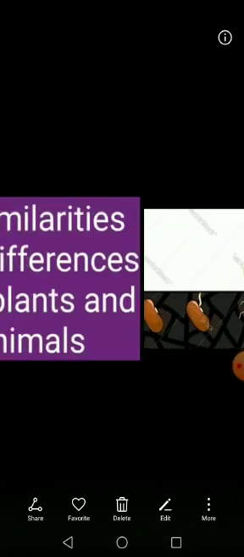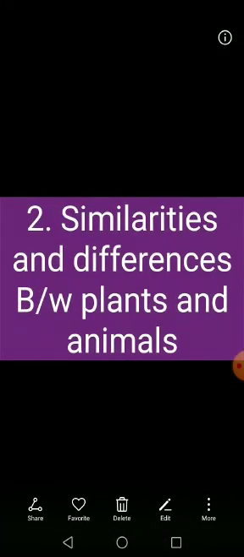Now come towards the second outline of today's lecture, that is similarities and differences between plants and animals. So let's study the similarities and differences. Okay, first I will tell you that plants and animals are both living things, but these living things have similarities and differences. So first have a look on the similarities between them.